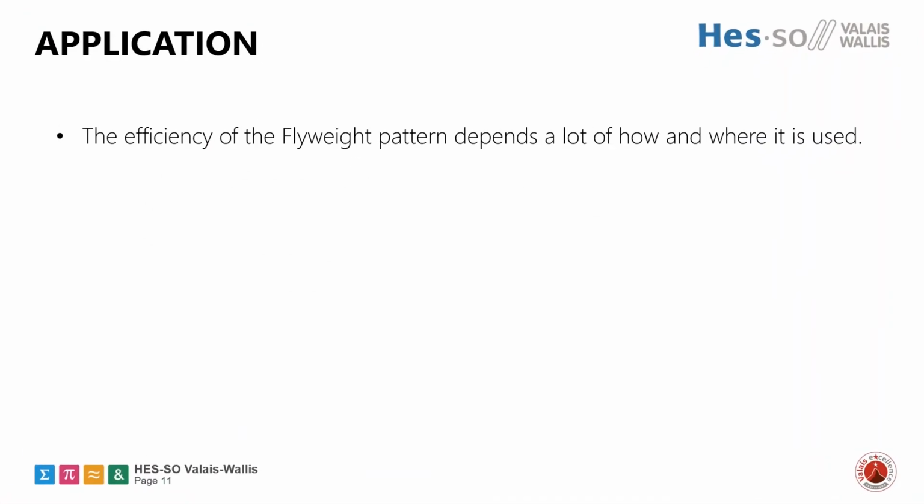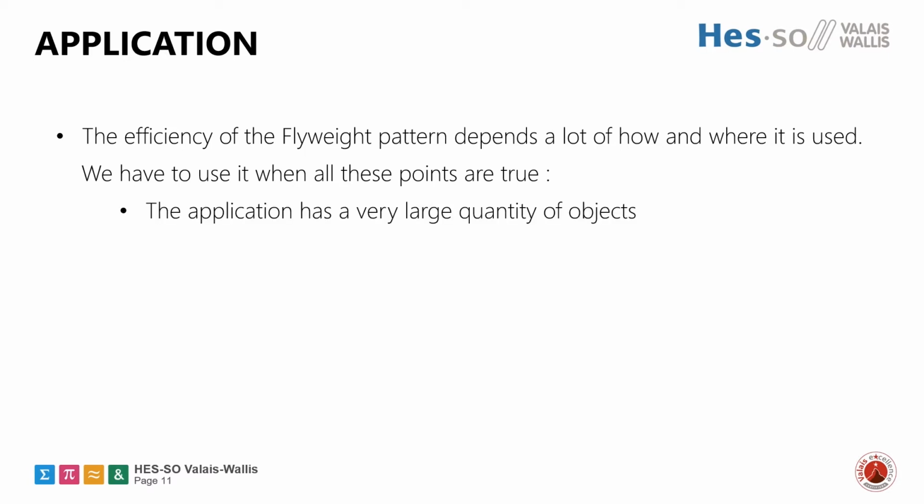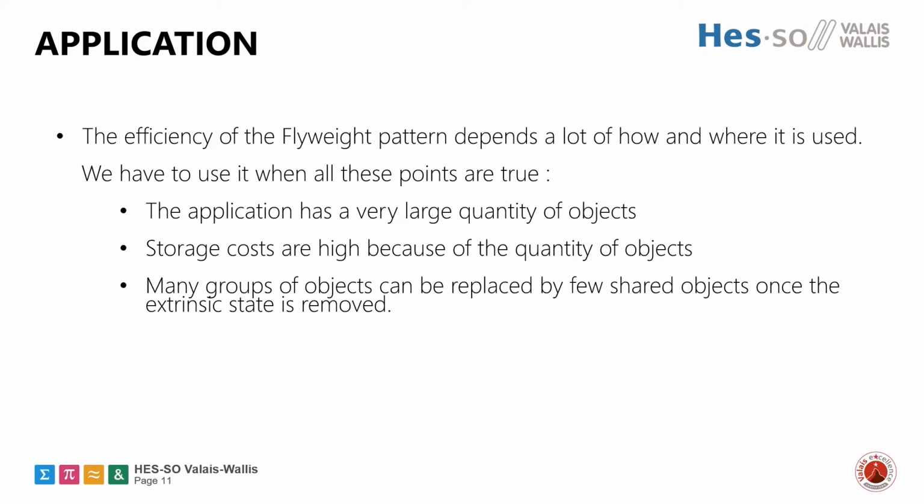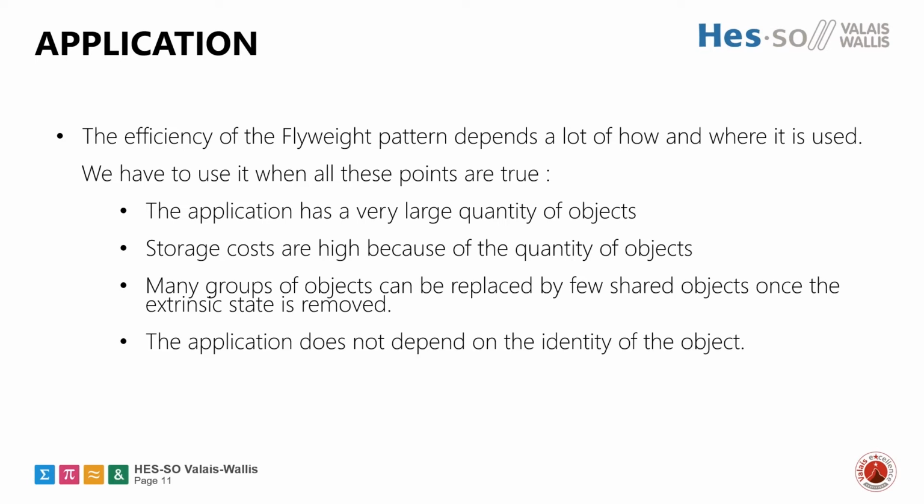The efficiency of the flyweight pattern depends a lot on how and where it is used. So to use it, we have to have all these points true. The application has a very large quantity of objects. The storage costs are high because of the quantity of objects. Many groups of objects can be replaced by few shared objects once the extrinsic state is removed. And the application does not depend on the identity of the object.